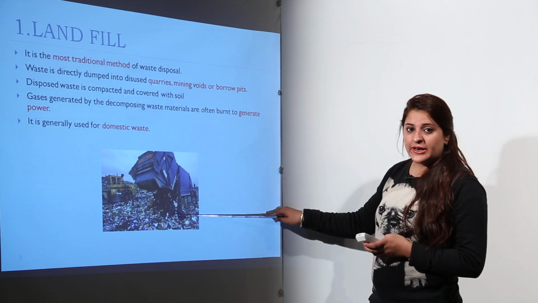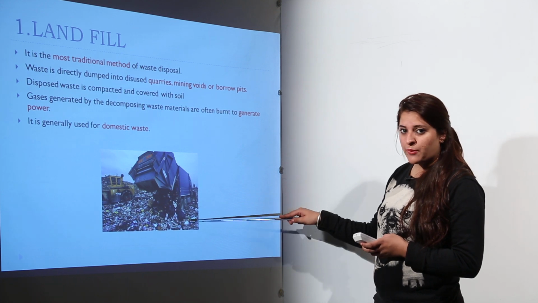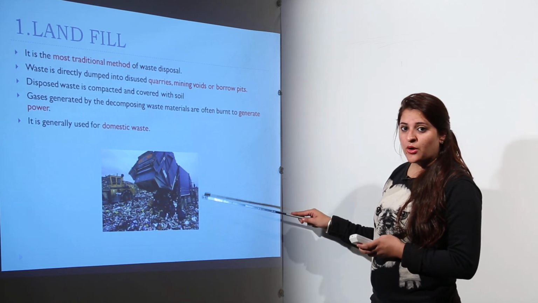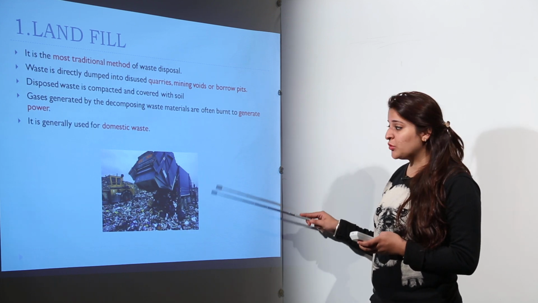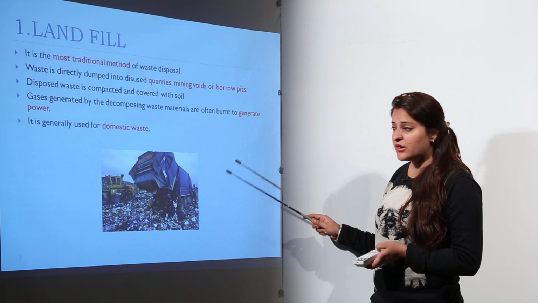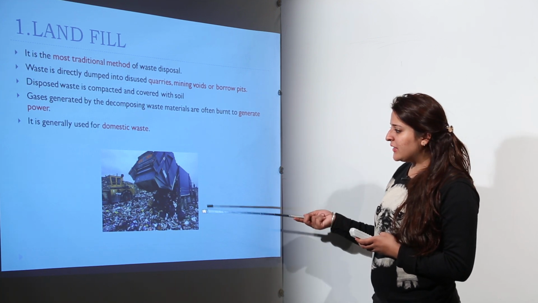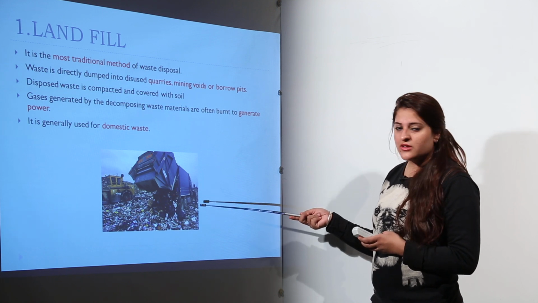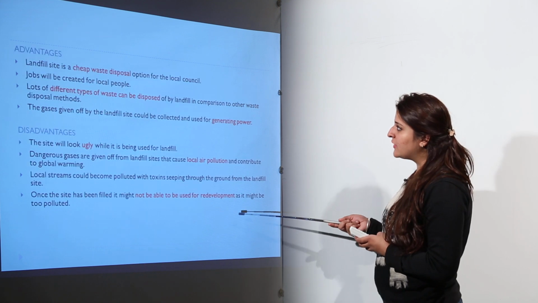Then the waste is allowed to decompose, and upon decomposition, the gases that are generated are burned to generate power. These gases are used to help in the generation of power, so that it can serve our twin purposes. And this landfill method is generally used for domestic waste, not for industrial or agricultural waste.